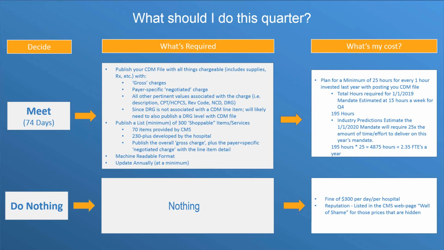Now, the second option is really to do nothing, which now, as compared to last year, does have some outlined penalties. If you are not compliant and you are reported, CMS will request your plan to be compliant. The current rules outline specific fines, and they have outlined a web page that will be created to list hospitals that made a conscious decision to hide their pricing.